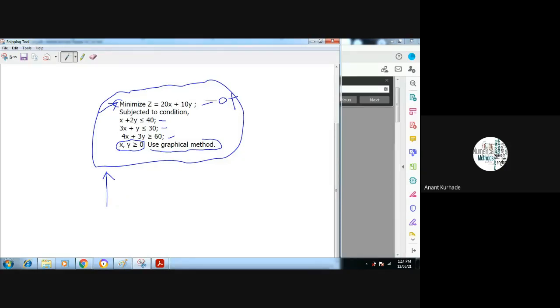We have x and y. So we have this in first, this is in second place, and this objective function is in third place. Okay, so what is our first? It is given, x and y are always greater than or equal to 0. So what is meant by x and y?